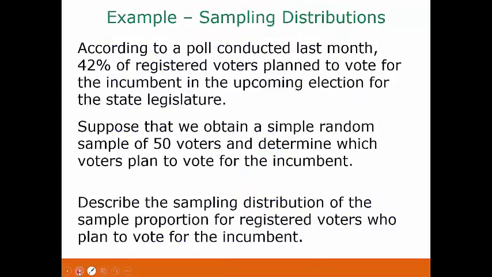Let's go back to our example. So in this one, because of the poll conducted last month, we're assuming that our population proportion p is 0.42. So let's suppose that we obtain a simple random sample of 50 voters and determine which voters plan to vote for the incumbent, so we know how many successes we have in our sample. Then we would want to describe the sampling distribution of the sample proportion for registered voters who plan to vote for the incumbent.